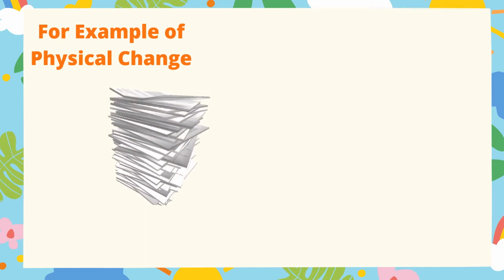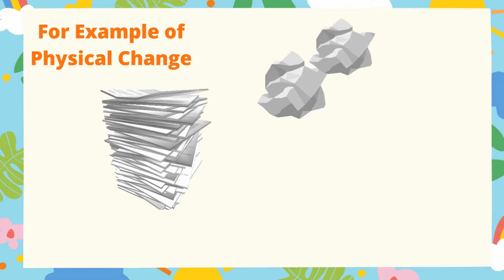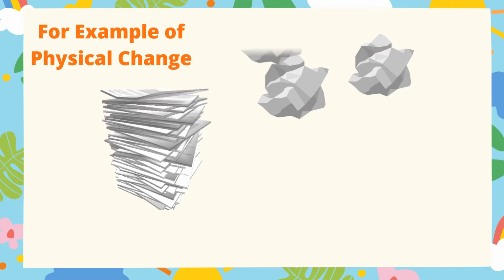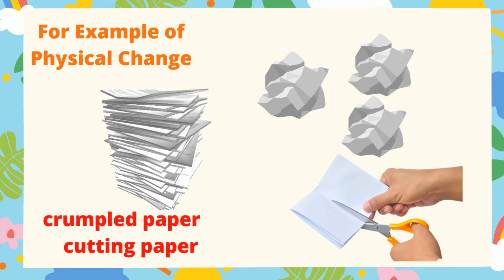It can be a change in the shape or appearance of an object, like crumpling a piece of paper, or cutting, bending, or dissolving something. Physical changes are changes in appearance only. A new substance is not created. For example, take this stack of paper and tear it into smaller pieces or crumple it. It is an example of physical change. It still has the same properties as the original paper.